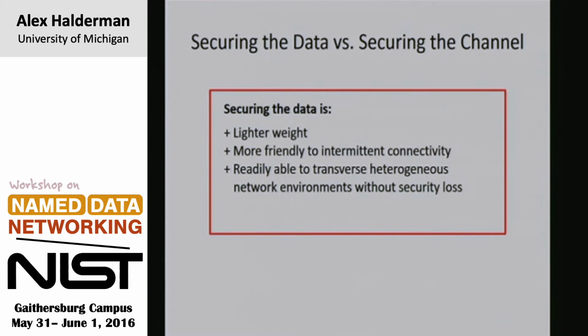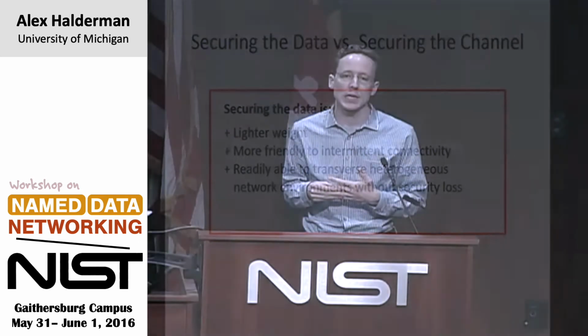Right? If the data has been secured, if it's been individually signed or encrypted, then it can travel from one kind of network to another without worrying about security loss. So these are some of the properties that start to be so appealing when you think about network security for the Internet of Things, where we're operating with very constrained devices, where our connectivity can be at times very poor, and where we'd like to be able to be extremely flexible about how data is being transported.